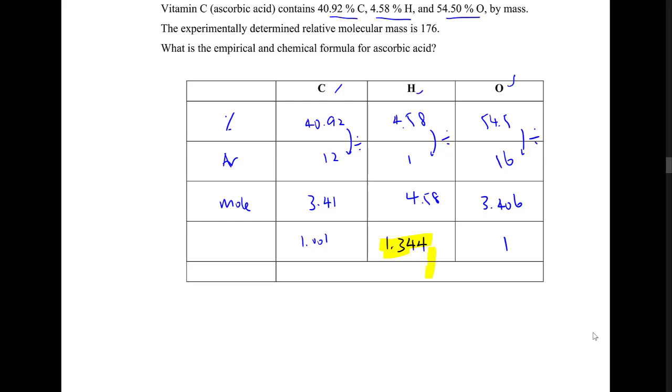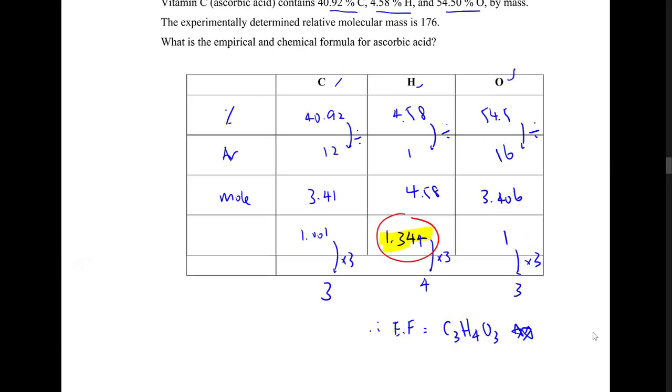I'm just going to multiply this by 3. I'm going to get 4, and this gives me 3, and this gives me 3. And therefore, my empirical formula is C3H4O3. Now, you want to be very careful about this. Once again, word of caution, do not round 1.34 down to 1 because that's not correct.